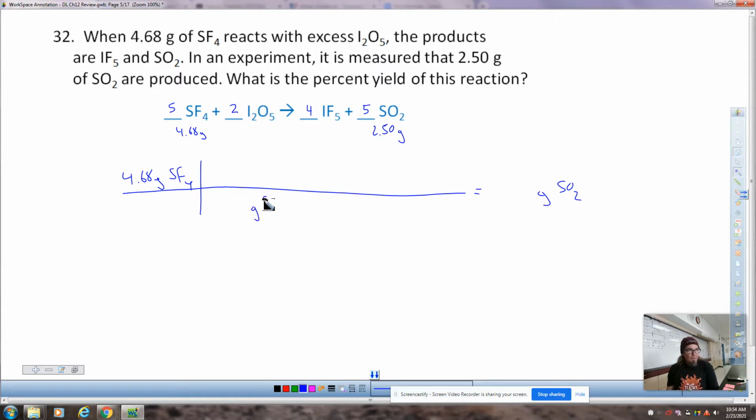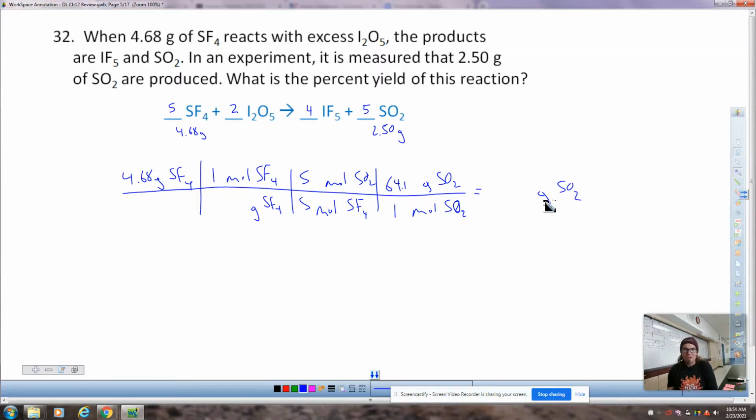Get out of grams of SF4, get into moles of SF4. We'll see that number on the next page, going to our periodic table to add up all of that. Then get out of moles of SF4 and get into moles of SO2. It's a 5 to 5 ratio. And then the last step is get out of moles of SO2 and get into grams of SO2, around 64. And then do the math.